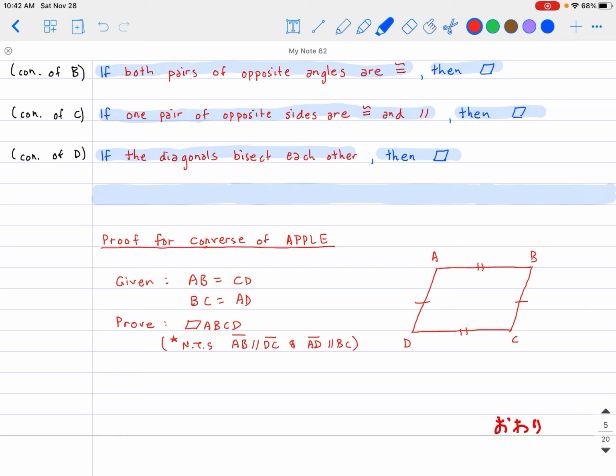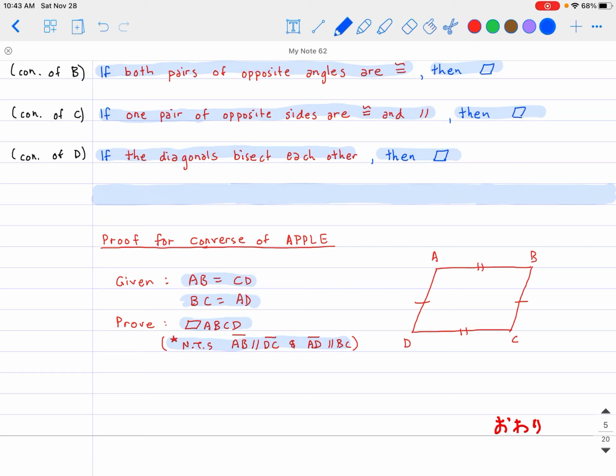That is to say, if we are given that we have a quadrilateral, AB is equal to CD, and also BC is equal to AD, I want to conclude that the quadrilateral is going to be a parallelogram. And in terms of what I need to show, by definition, I need to show that the opposite sides are going to be parallel. So that is to say, AB is going to be parallel to DC, and also AD is parallel to BC.